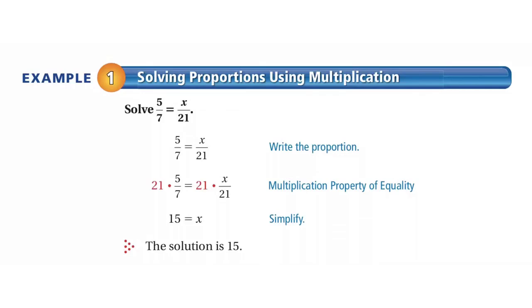Here, they're looking at this, how do we get x by itself? Well, this is x over 21, which means x divided by 21. They multiply both sides by 21 to get x by itself, and they get x equals 15. Seems complicated to me, but if that's the way you like, go ahead and use it.